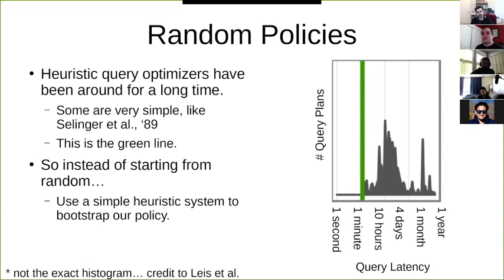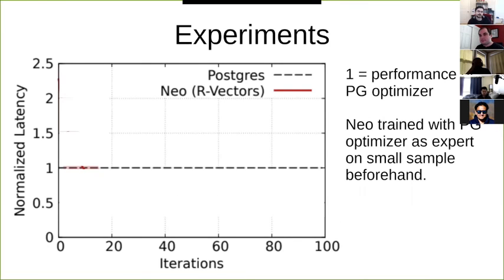So the idea that we implemented with Neo is that instead of starting from a totally random policy, we'll use a simple heuristic system like the System R optimizer to bootstrap our policy. So to answer the question that was asked a minute ago, which is how quickly do we, where do we start out and where do we end up?